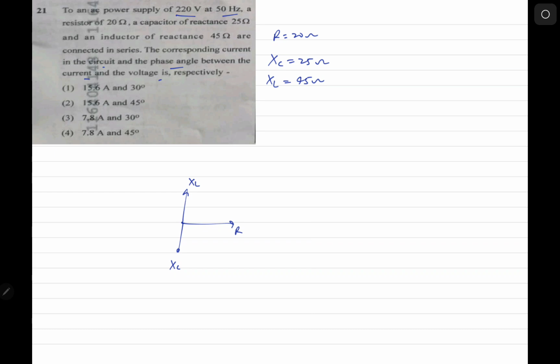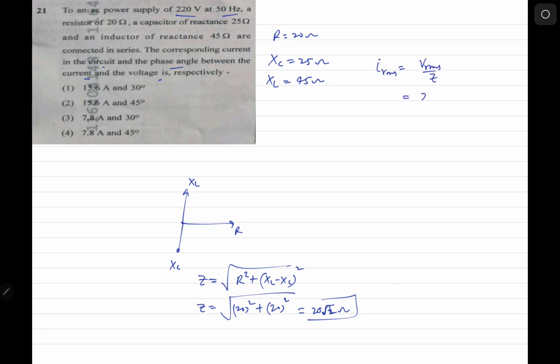So first to find the current, we need to find the impedance, the Z. The Z formula is root over R square plus XL minus XC whole square. So Z comes as 20 square plus 45 minus 25 whole square, which is like 20 only. So it is 20 root 2 ohm. Okay. So this is the impedance here. Now we'll find the current IRMS, which is VRMS upon Z. VRMS 220 by 20 root 2 makes 11 by root 2 ampere.